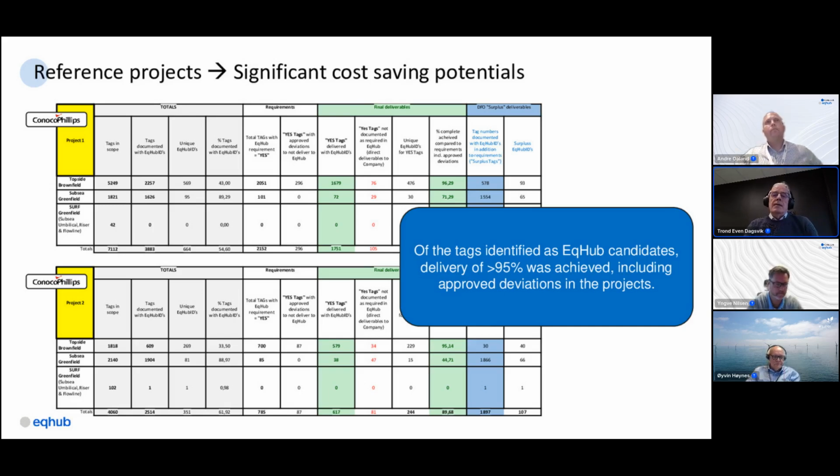So in 2021-23, there were two projects from ConocoPhillips that used EqHub. And the result from this project was very good. Of the tags on the topside that were pointed out as EqHub candidates, a delivery of over 95% was achieved, including approved deviations in the project. And this is a very good result, despite the fact that EqHub entered late in the project phase.